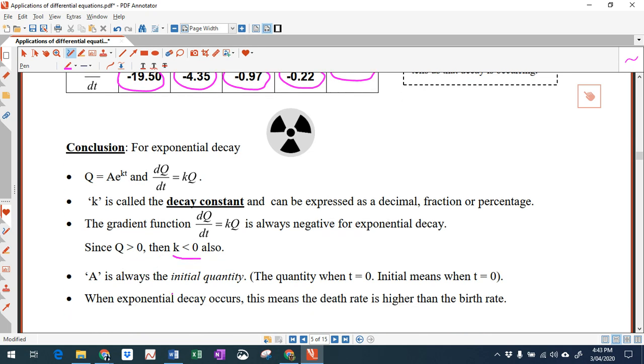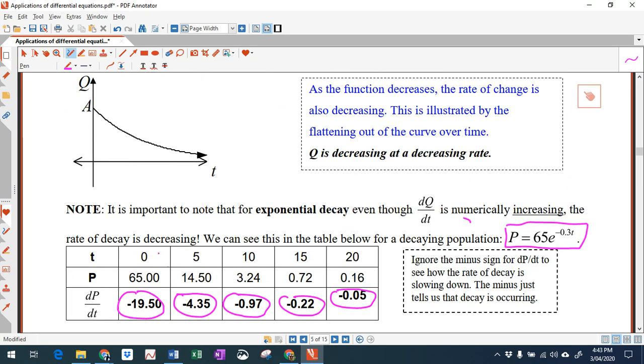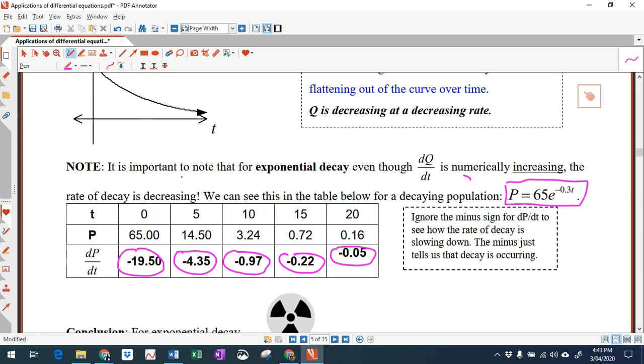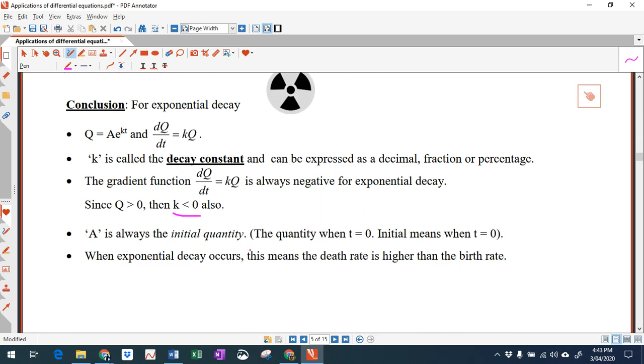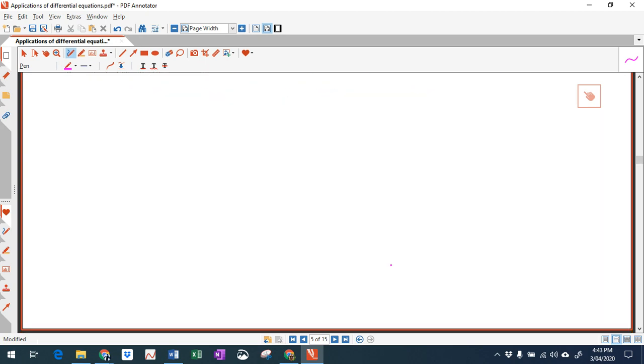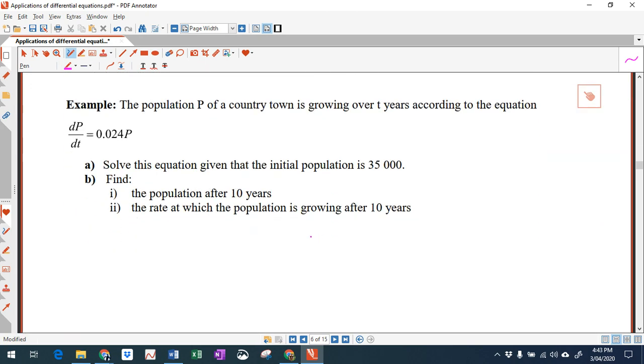Now, A will always be the initial quantity, so up here on your exponential decay graph, A is your initial quantity. When exponential decay occurs, this means the death rate, if you like, if it's a population, is higher than the birth rate. Okay, so let's have a look at this example.